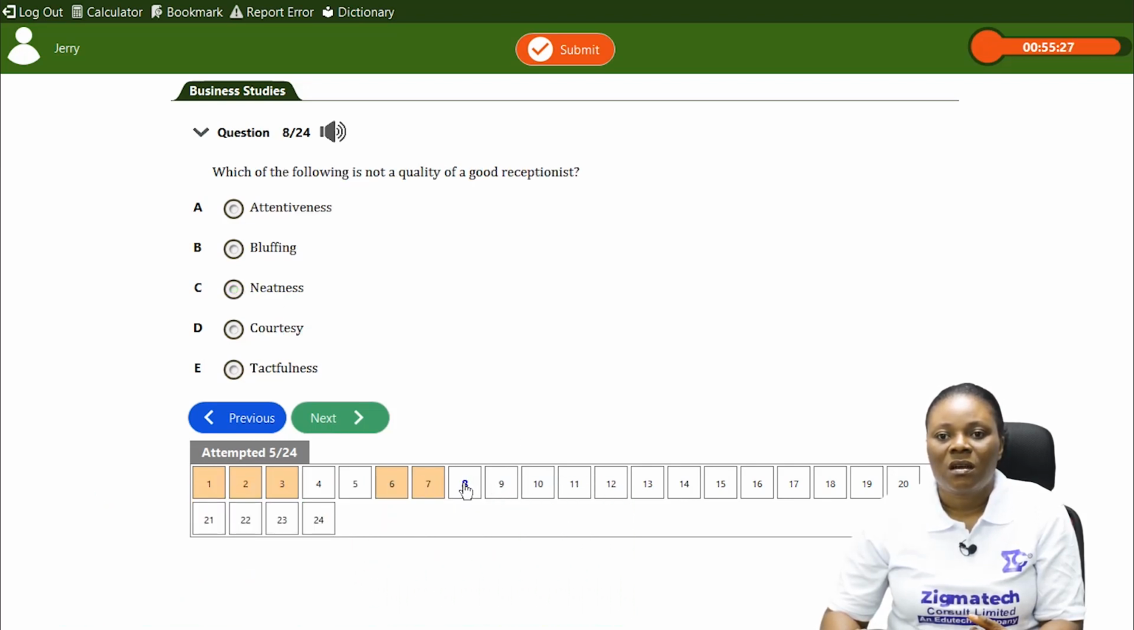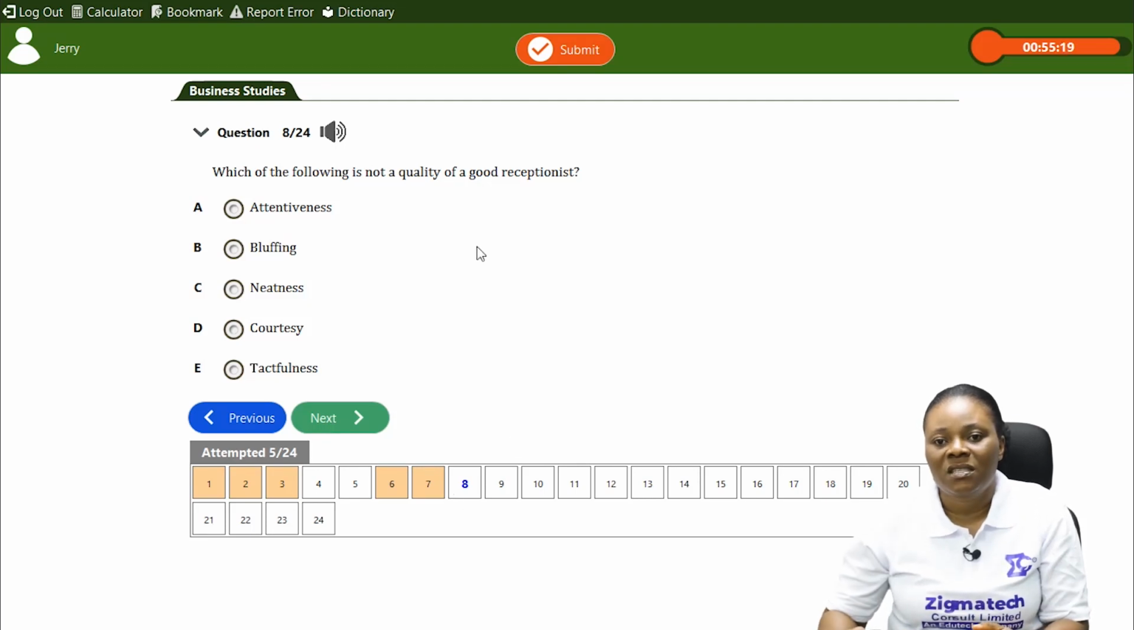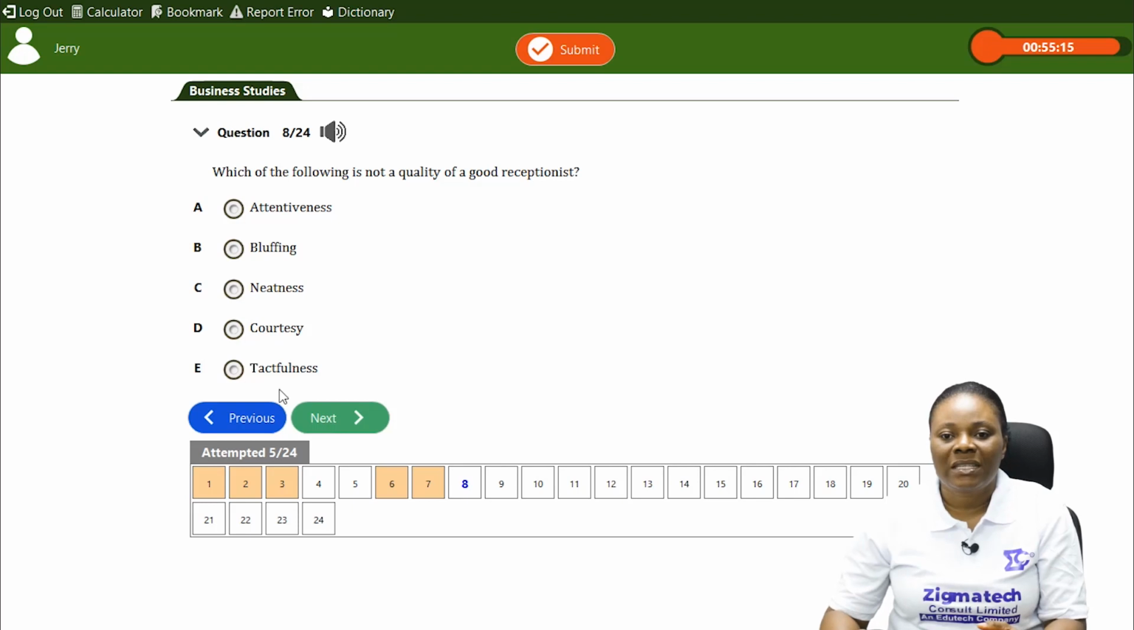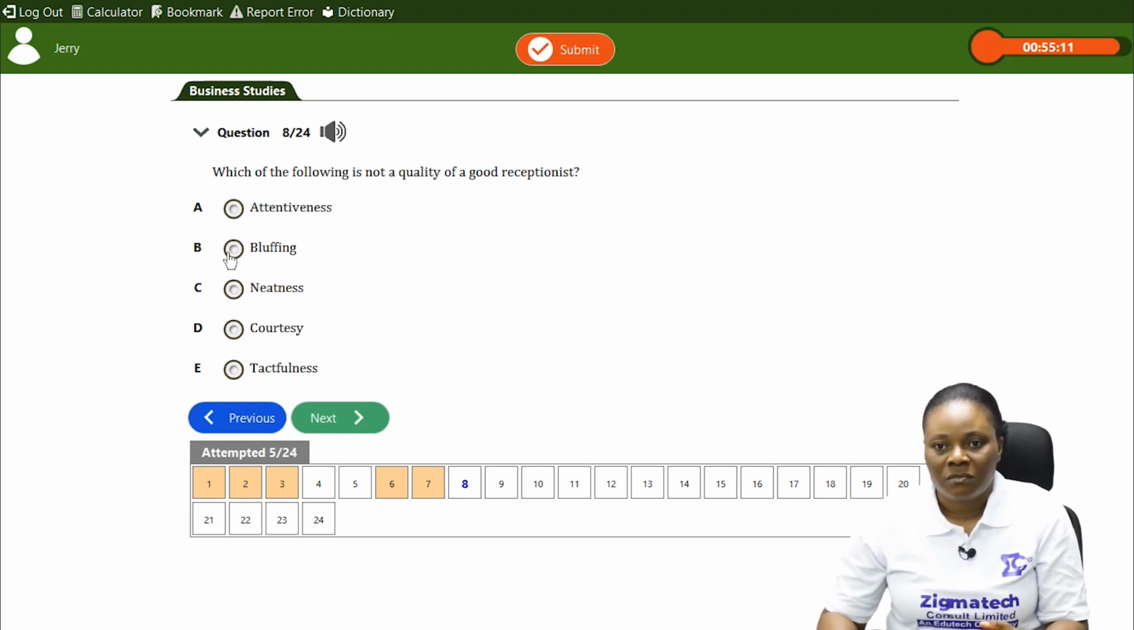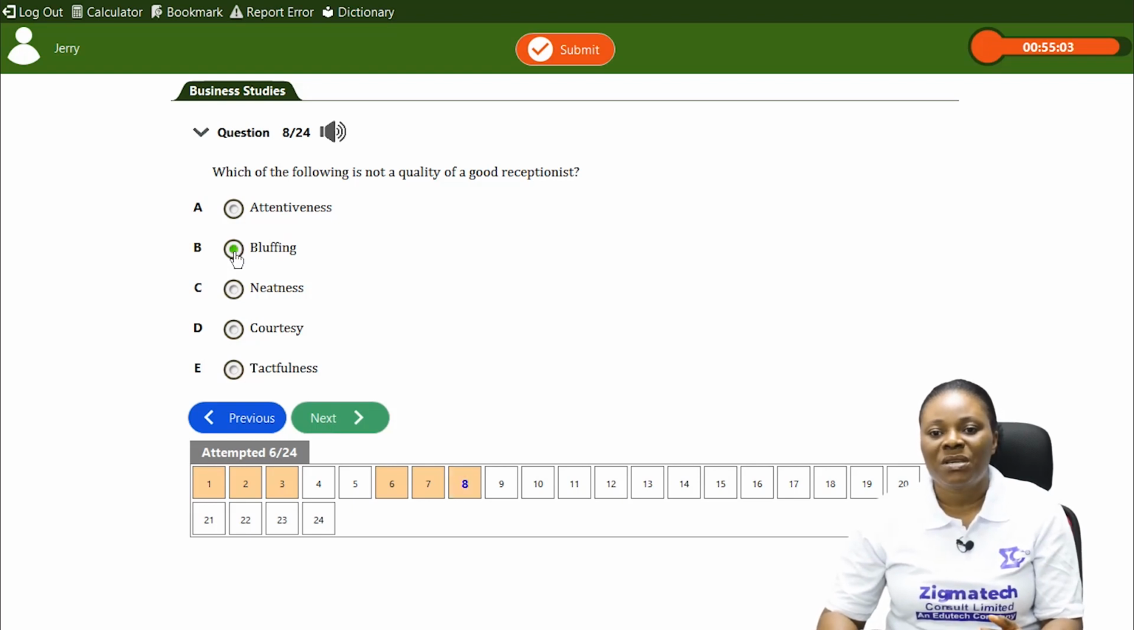Let's take the last question. It says, which of the following is not a quality of a good receptionist? Attentiveness, bluffing, neatness, courtesy, and tactfulness. The answer is bluffing. As a receptionist, it's a bad quality for you to bluff your visitors. So the answer is B.